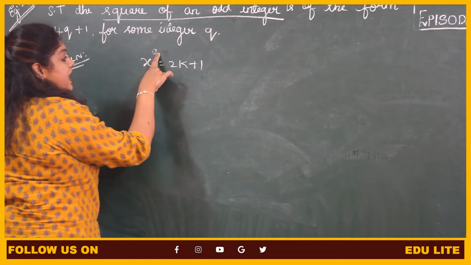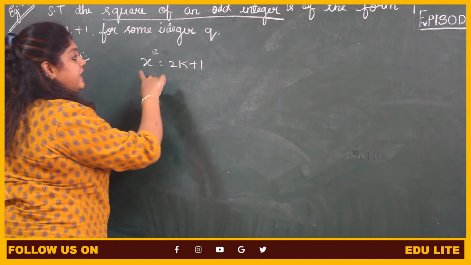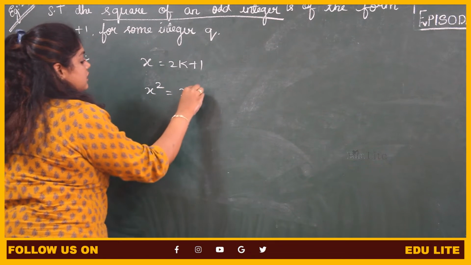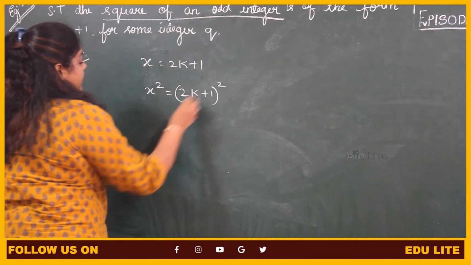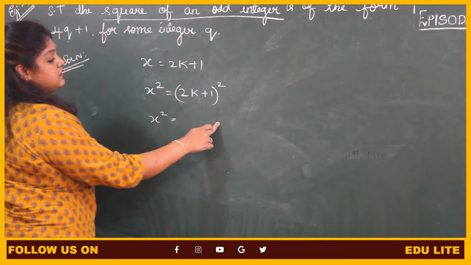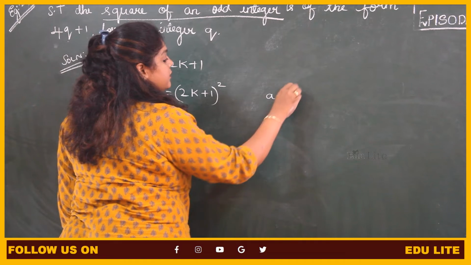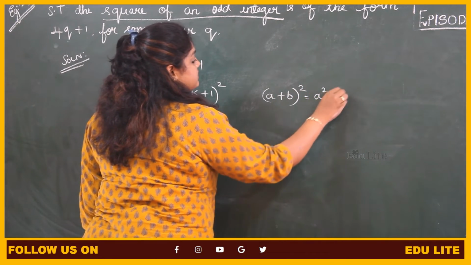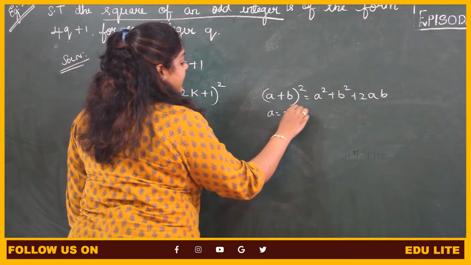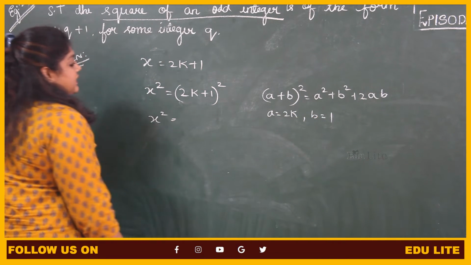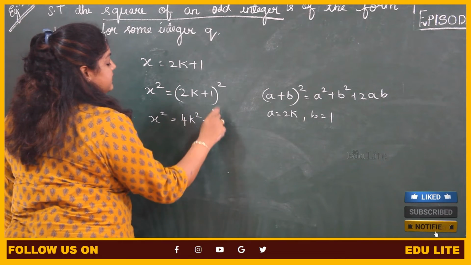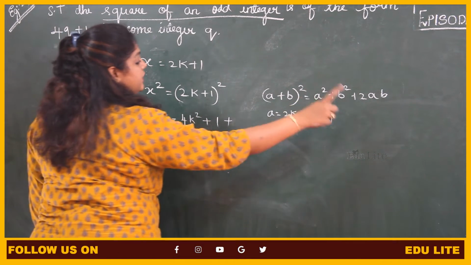We have to square the x term. If I square it on the left hand side, I should also square it on the right hand side. Doing so, x square equals 2k plus 1 whole square. On the right hand side, we have to use the a plus b whole square formula to expand this. A plus b whole square equals a square plus b square plus 2ab. So the a value is 2k and the b value is 1.